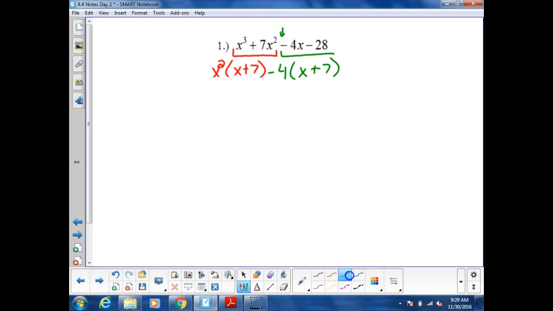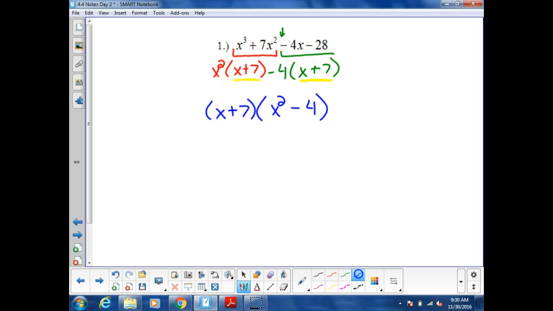Okay? I want that and that to be the same. We need those to be the same because the next step is now we're going to factor that out. X plus 7. What's left over? X squared minus 4. Can I factor any more?